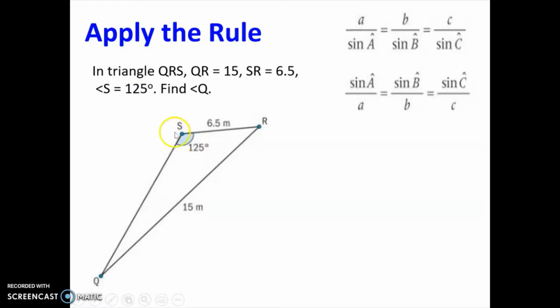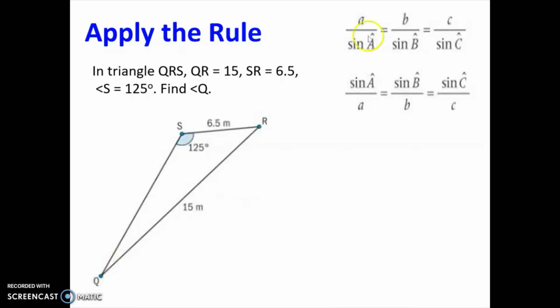Notice angle S is obtuse, so I needed a big angle here, greater than 90 degrees. I've labeled everything I'm given here. Here's angle S, here's side S across from it, or SR, which one is that? QR, right? And then we were given SR, which is like side Q right here. So check your triangle first. Did you draw it correctly? Did you put everything in the right place? Now let's decide if we're looking for angle Q, which is here.